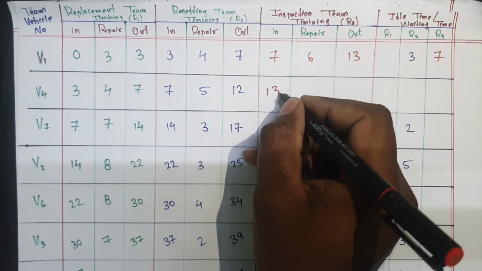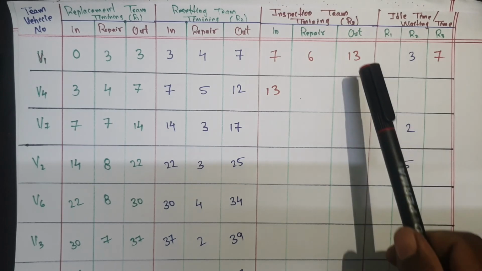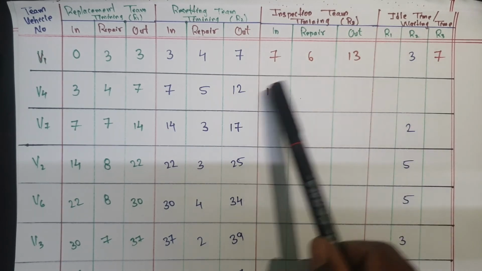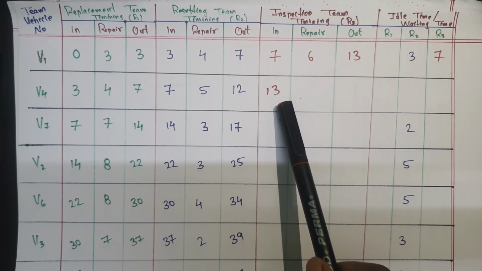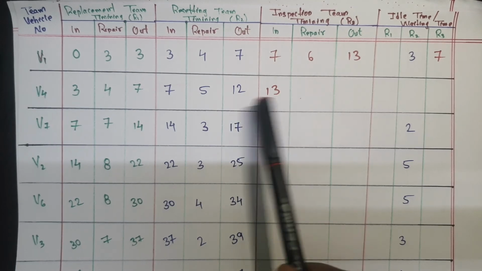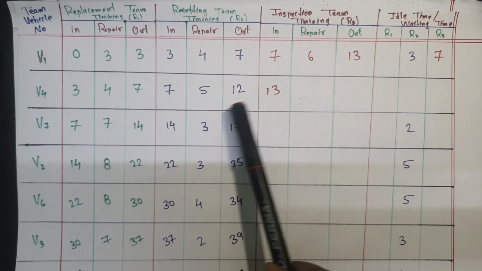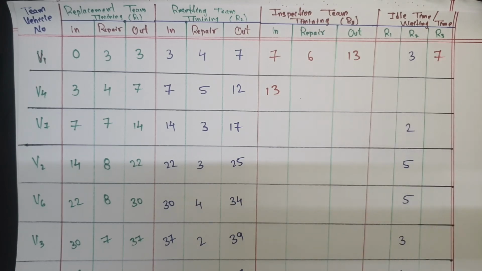13 you can transfer here because 12 is the lesser number. Compare this number and this number, compare this cumulative number. In the cumulative number, which one is the highest number? You have to write the highest number here. If you borrow from the B side, then you have to write this here, and whatever difference you are getting, that difference you have to write.